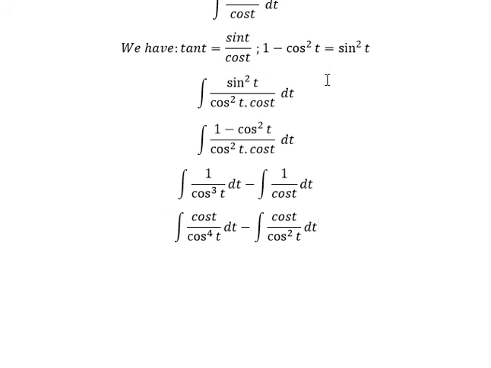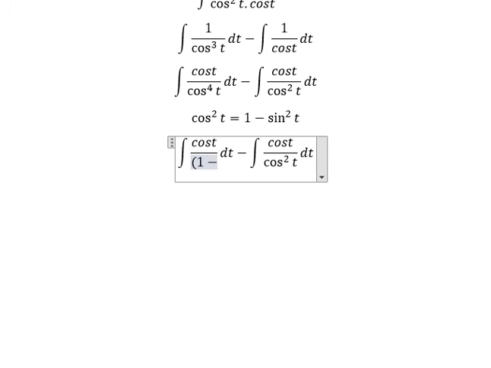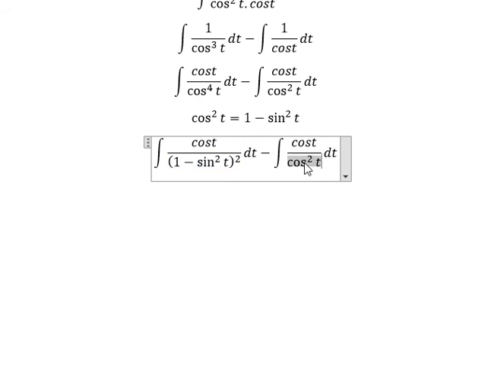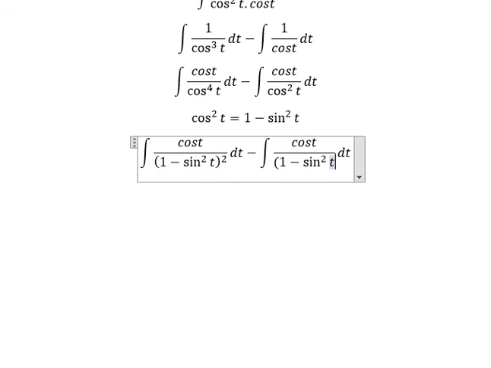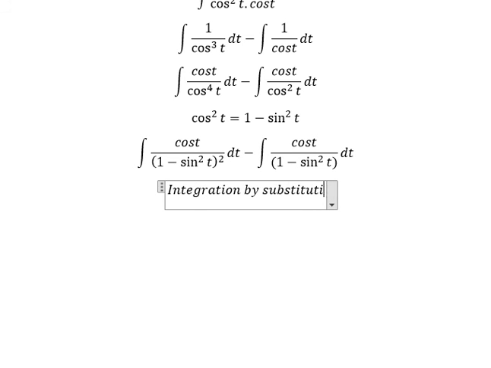Next, we have cosine t square equal to 1 minus sin t square. So we change this one into 1 minus sin t square to the power of 2. And now we can use integration by substitution.